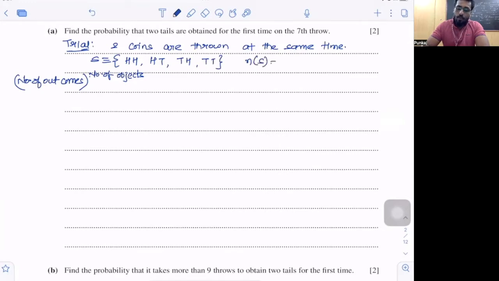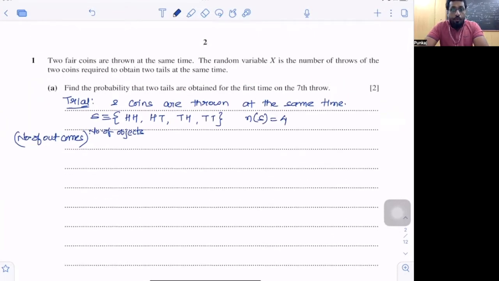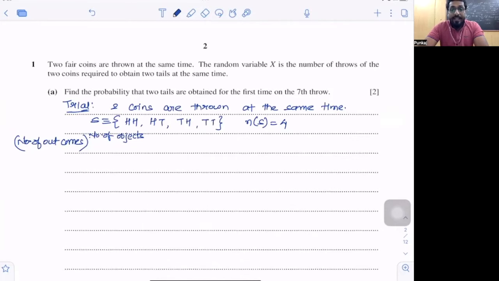n of s, the total number of outcomes is 4 here. Now the question says find the probability for what? So now before you go to the question, it also says the random variable x. Now you know what a random variable is, right? So x is going to take some values. It can be 0, 1, 2, 3, 4 and so on.